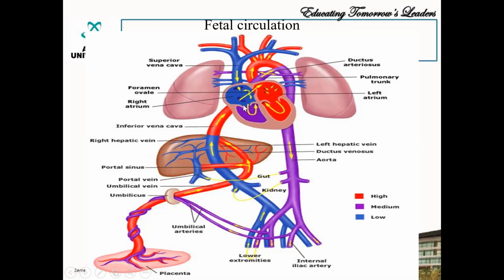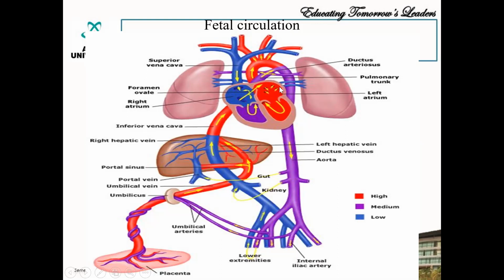From the right atrium, there will be an opening called the foramen ovale. Normally the right and left atrium don't have an opening, but in the fetus there will be an opening called the foramen ovale. So when the heart is getting compressed, some amount of the blood will be going into the left atrium directly without going into the right ventricle. Without passing to the right ventricle, most of the blood will be going into the left atrium.